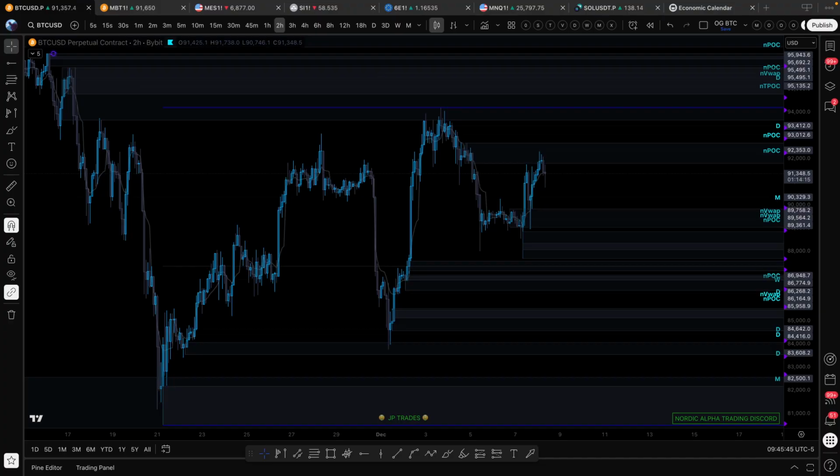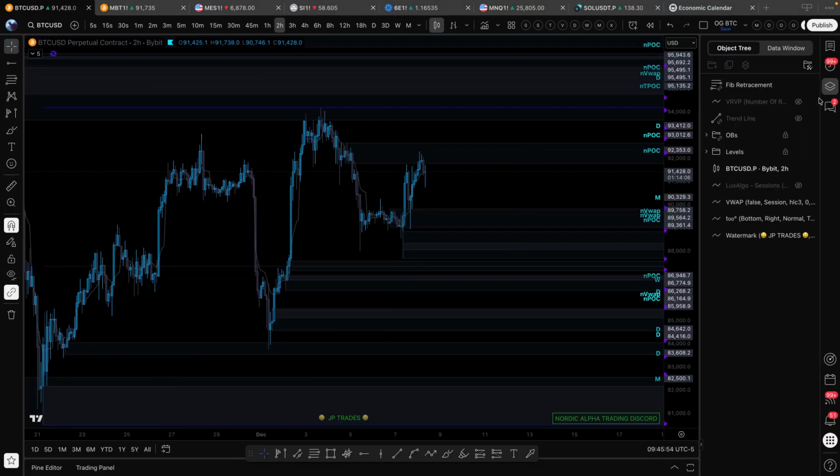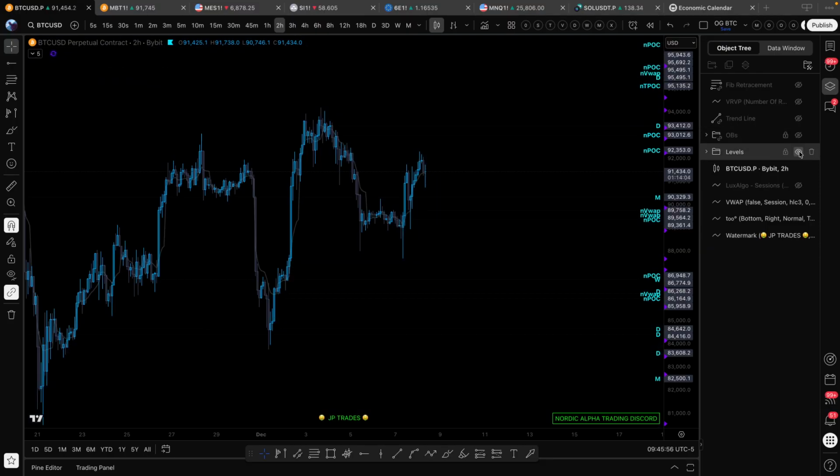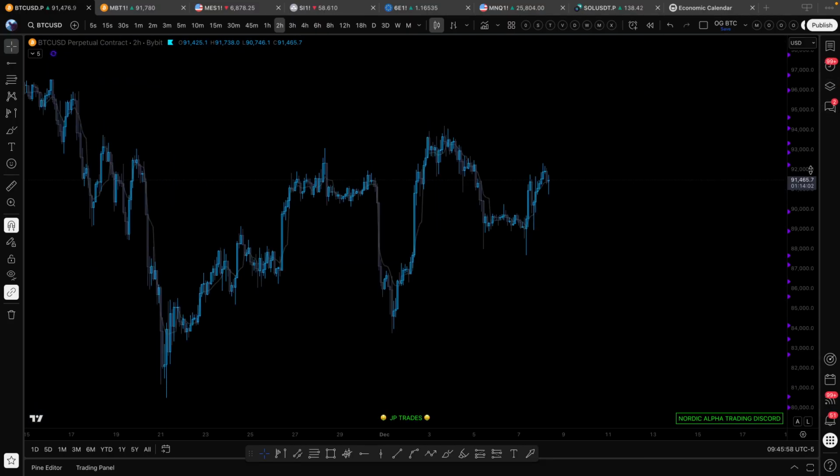Let's dive into another Bitcoin update, the new start of the week. It's Monday, so we do have some fresh levels on the chart. Let's dive in really quickly. Let's clean things up and take a look at our structure first and foremost.